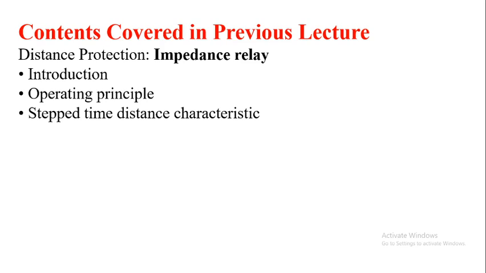We also discussed the stepped time distance characteristics, where for one section of the line protection, instead of providing a complete 100%, we divide it into three zones. The first zone provides only 80 to 90% of the protection. The second zone provides up to 50% of the protection. The third zone acts as a backup protection, consisting of the first line plus the second line plus 25% of the remaining line. Like this we have the stepped nature characteristic in the impedance relay, hence the name stepped time distance characteristic. These were the points we discussed in the previous class.